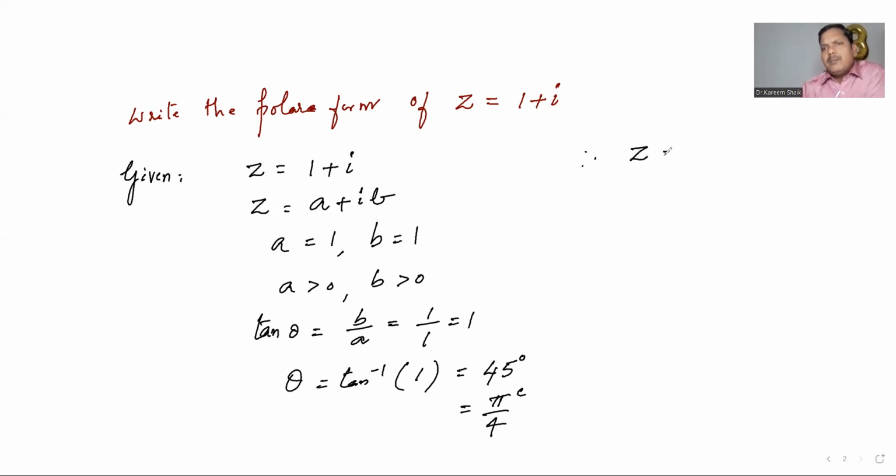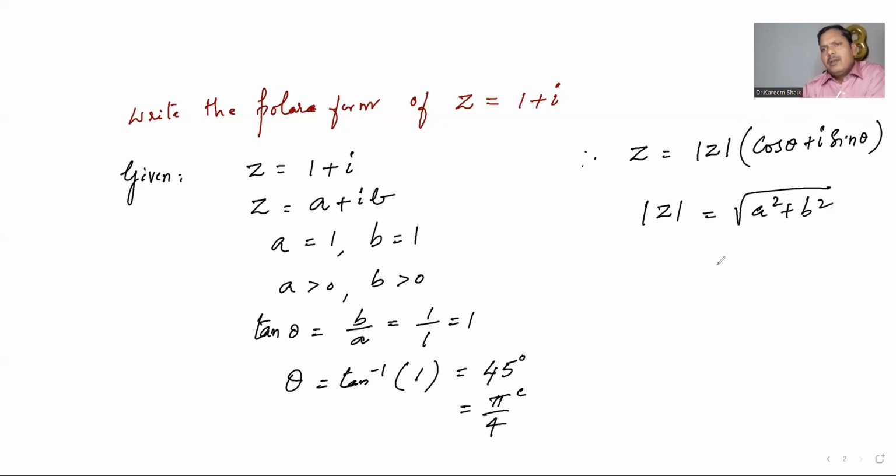But what is the polar form of a complex number? Polar form of a complex number: z equals modulus z times cos theta plus iota sin theta. What is mod z here? Square root of a square plus b square. What is our a value? 1 square plus, what is our b value? 1 square. So can I write it as square root 2? Now replace the values. Therefore z equals root 2 times cos, what is theta?